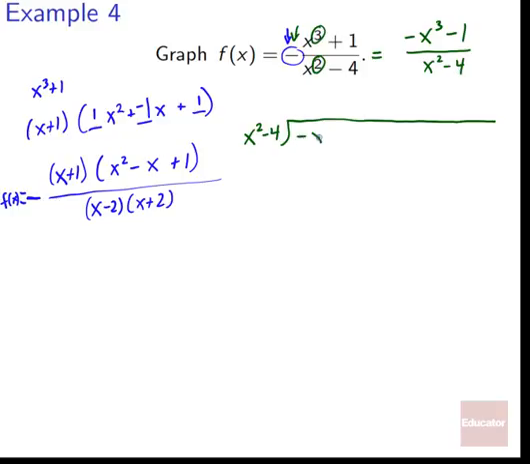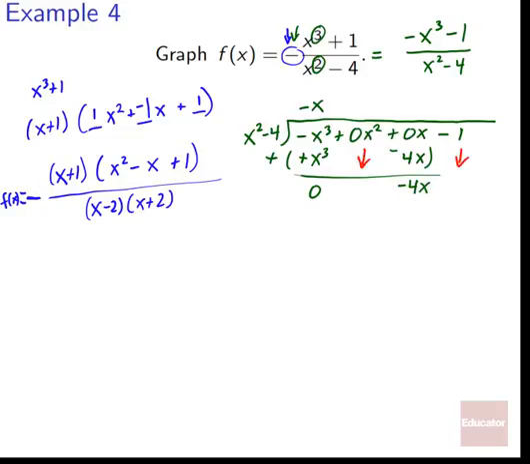x squared minus 4, so negative x cubed. How many x squareds do we have? 0 x squareds. How many x's? 0 x's, minus 1. x squared minus 4, how many times does x squared go into negative x cubed? It's going to go in negative x times x squared, negative x cubed, negative x times negative 4 becomes positive 4x. We subtract this whole thing, distribute the subtraction. Negative x cubed plus x cubed becomes 0, 0x minus 4x becomes negative 4x. We bring things down. We got 0x squared minus 1.